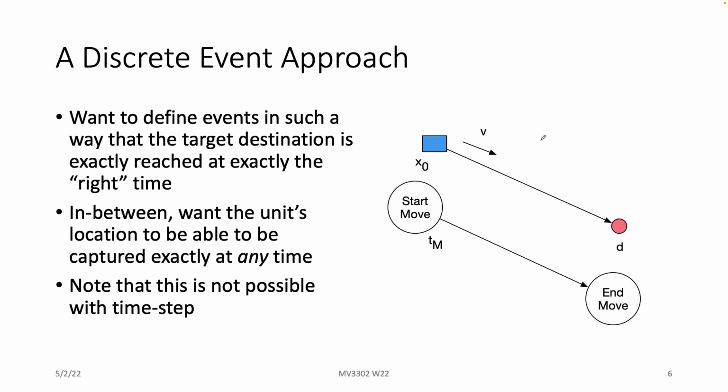And again, if this is all I care about, then I'll call the time when I start the move a start move, and the time when I reach my destination an end move. And all I need to know is how long it is going to take me to reach that destination. In between, I want the unit's location to be able to be captured exactly at any time. And this is not possible in a time step world, because in a time step world, the only times that I have are discrete multiples of my time step.